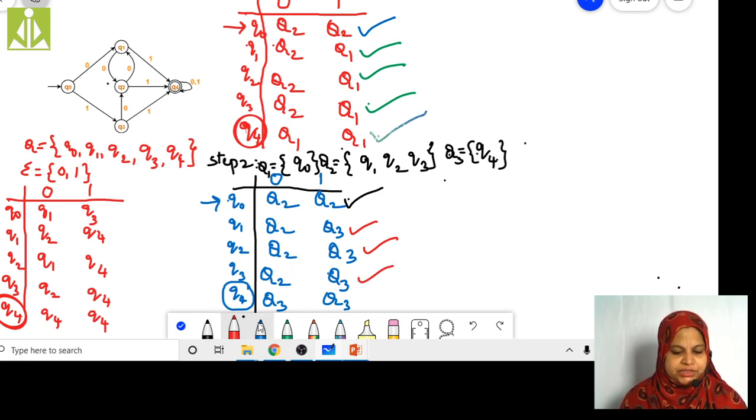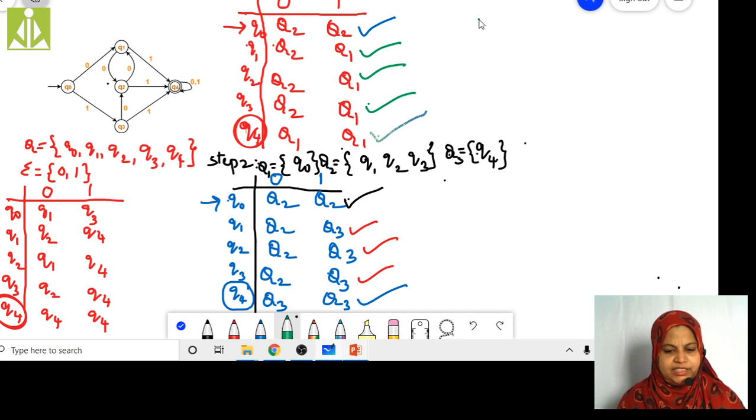Is there any Q3, Q3? Q3, Q3 is not there. So this is one set. Q3, Q3. Right? Now my sets are, first one is here. I'll take green. My first set is Q0. My second set is Q1, Q2, Q3. My third set is Q4.